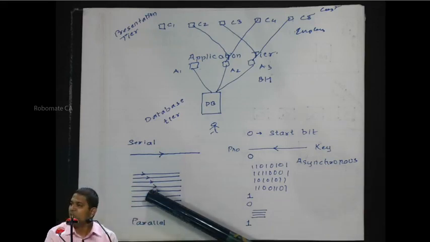It doesn't happen. So here, data is transmitted only and only in one direction. That is called a simplex connection.